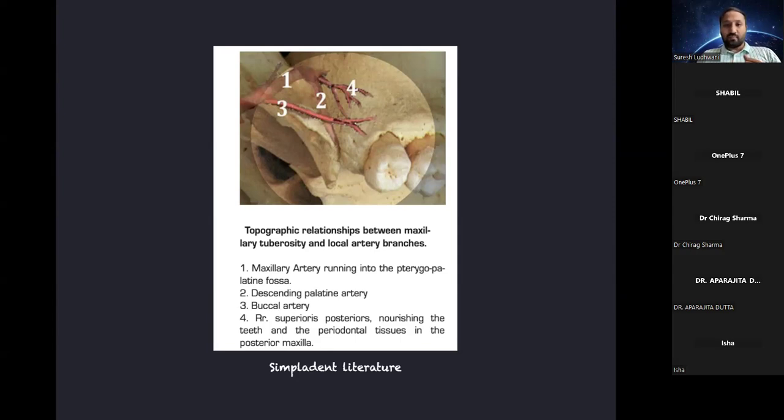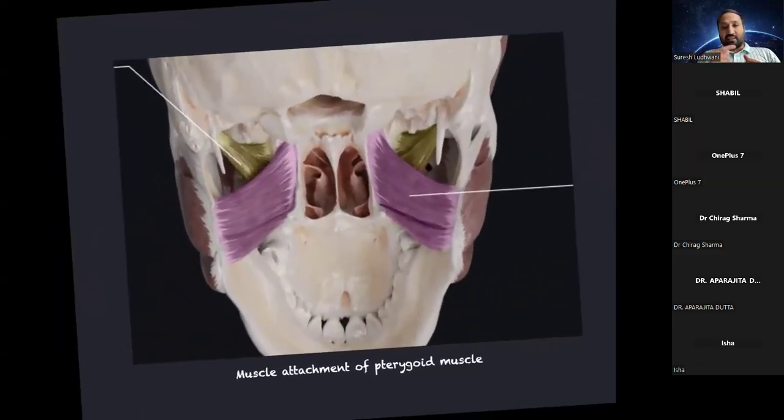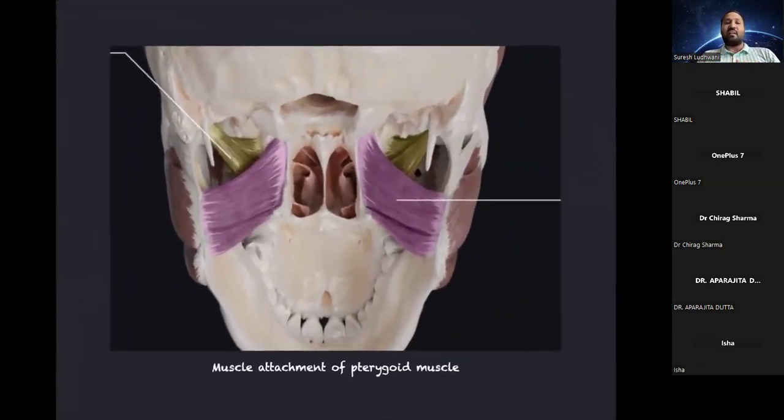Now, this is a big question for my side. There are many people who emphasize that your implant should go beyond that dense bone fossa and hit into the medial pterygoid plate.